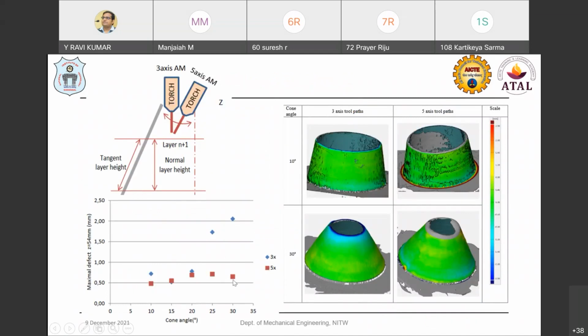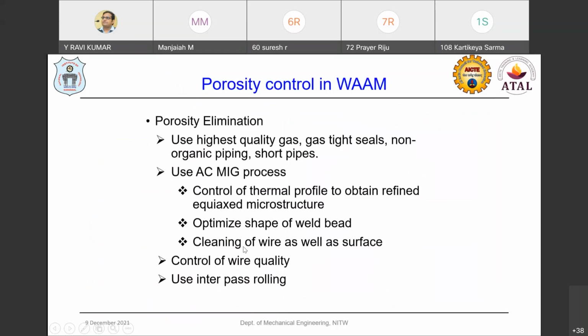You can see the maximum defects arrived in this 3-axis and fewer in the 5-axis. When you are increasing the angle, if your angle is 10 degree, 15 degree, in both axes the minimal defects can be obtained, but when the angle inclination goes beyond that, 5-axis is the best one to use.